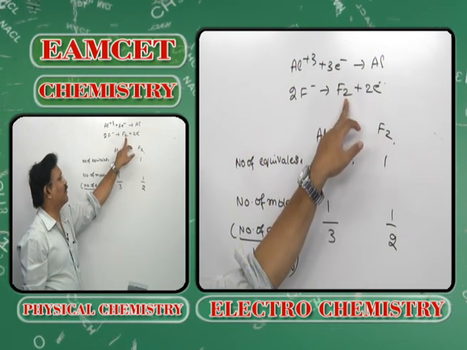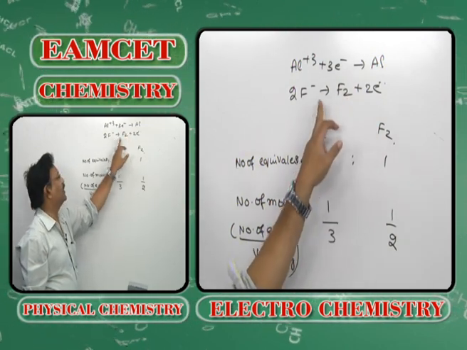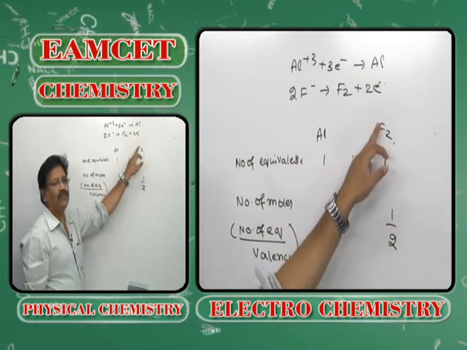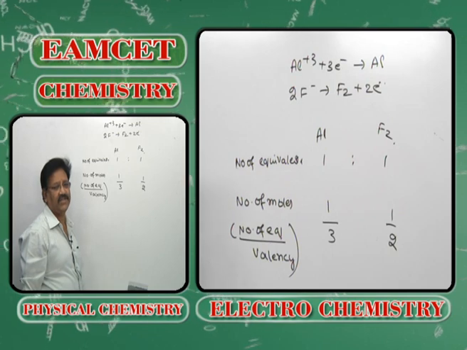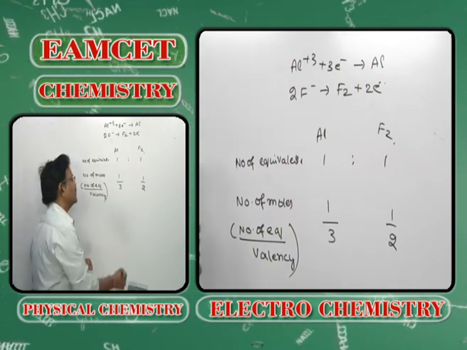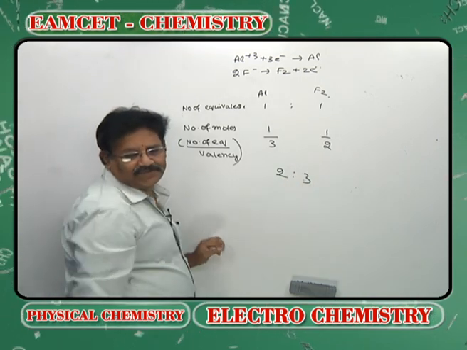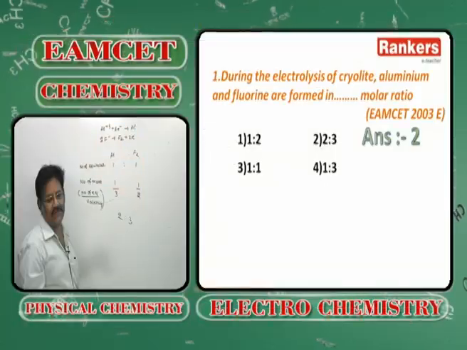For 1 mole of formation of F2, how many electrons are involved? 2 electrons. That is why valence of the fluorine in this electrolysis reaction is taken as 2. Simplifying it, it is 2:3. Option 2.